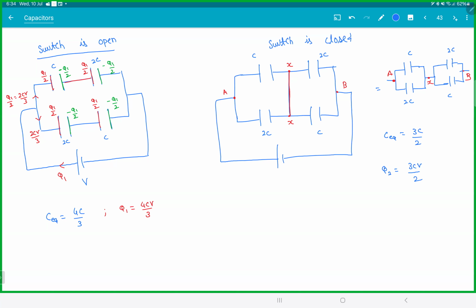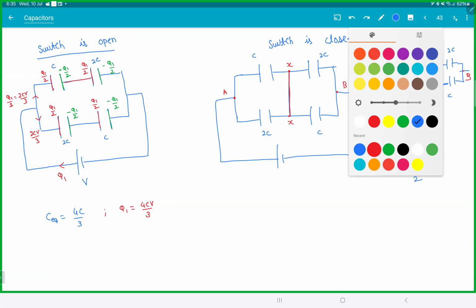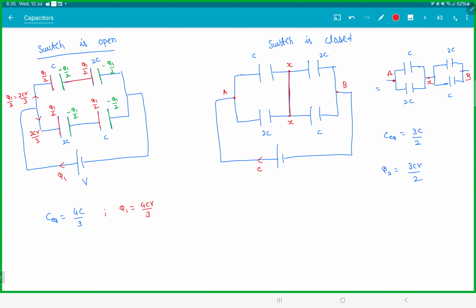Any doubts on this? Please ask me. They're in parallel, right? Parallel means it is C1 plus C2. Be careful with the formula. So in the first case, when the switch is open, series, parallel. When the switch is closed, left is parallel, right is parallel, left and right are in series. Yeah, then it can be negative, there is no problem. So the charge that flows is Q2 here.